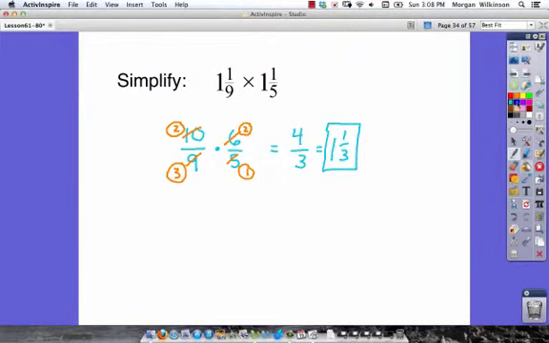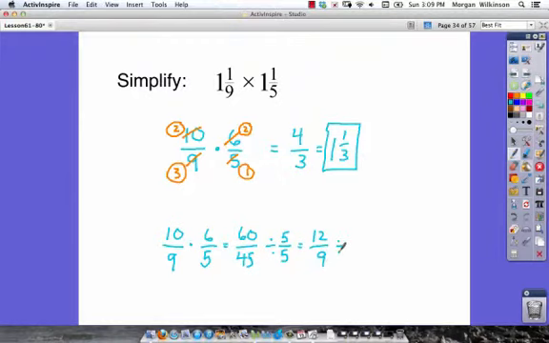Now another way we could have done this problem, if we didn't want to simplify before we multiply, we could have said 10/9 times 6/5. We know 10 times 6 is 60. 9 times 5 is 45. Then we're going to have to divide both numbers by 5/5. 60 divided by 5, do you know what that is? That's 12. 45 divided by 5, that's 9.